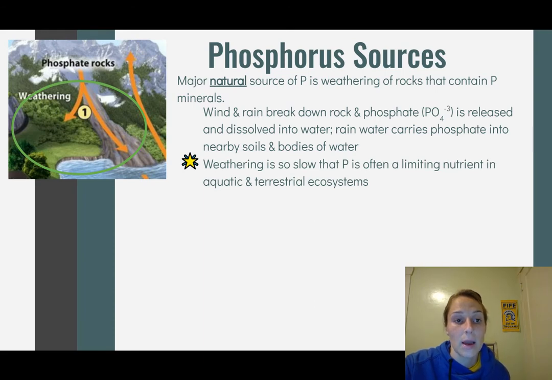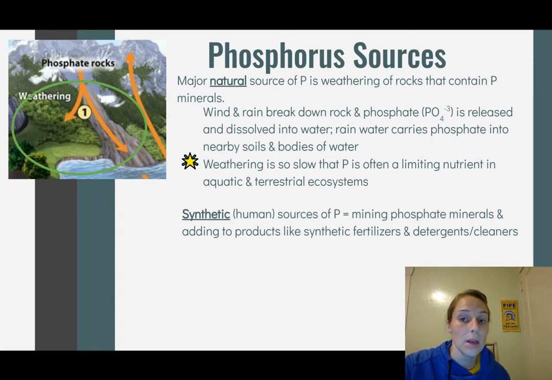As I mentioned with terrestrial ecosystems, because weathering is so slow, phosphorus is a limiting nutrient there. And that is still the same case in aquatic ecosystems as well. So in both aquatic and terrestrial ecosystems, phosphorus is going to be a limiting nutrient.